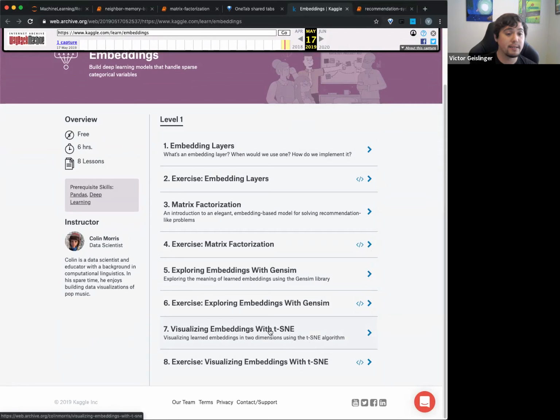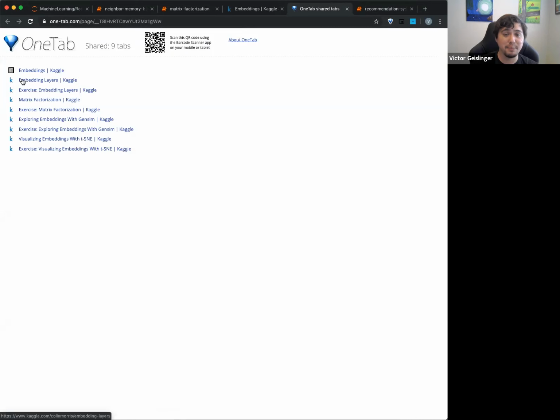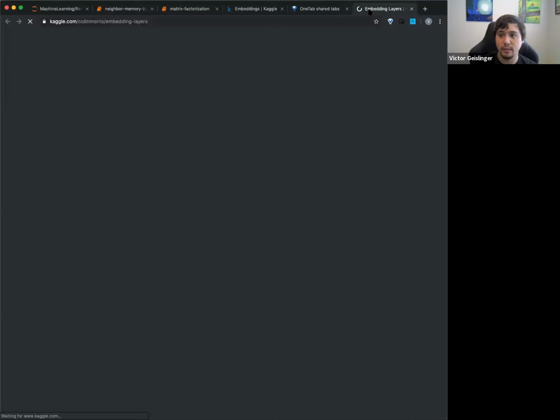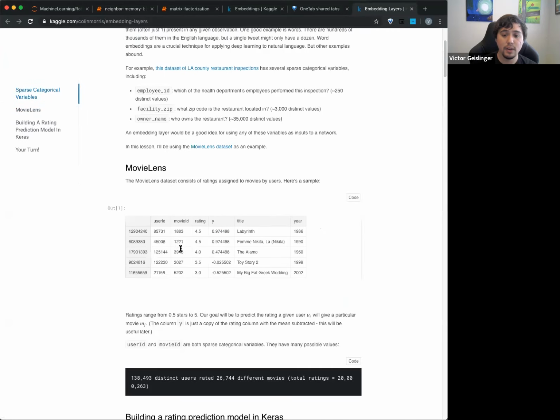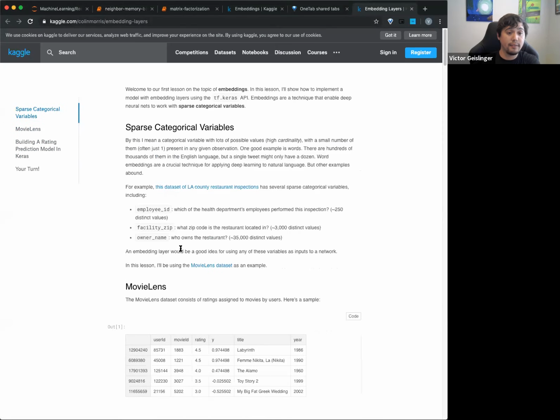But this is a really good lesson. What's good is I actually found the kernels, because they're built on Kaggle, so I was able to pull them up. I'm going to show them to you now. Let me go ahead and close this. What this lesson did was walk you through how to build these embeddings, and then explore them and see how you would do recommendations.